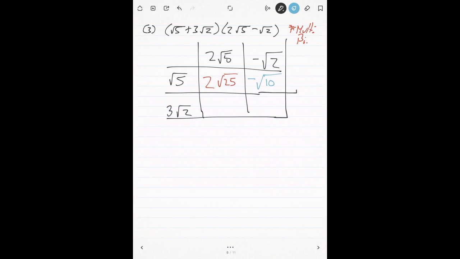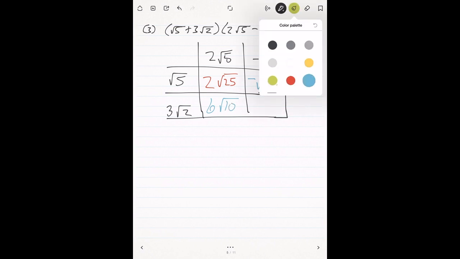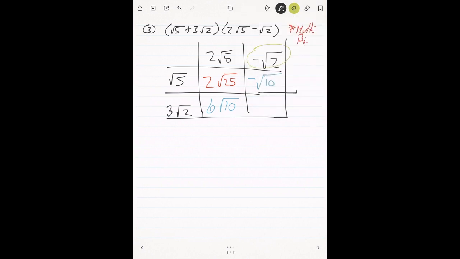Okay. Now let's multiply 3 root 2 and 2 root 5 together. Well, the 3 and the 2 combine to make 6, and the 2 and the 5 make root 10. And then the very last problem to multiply is negative root 2 and 3 root 2. So we're going to end up with negative 3. The negative and 3 can make a negative 3. Root 2 times root 2 is root 4. Again, I'm holding off on all simplifying.